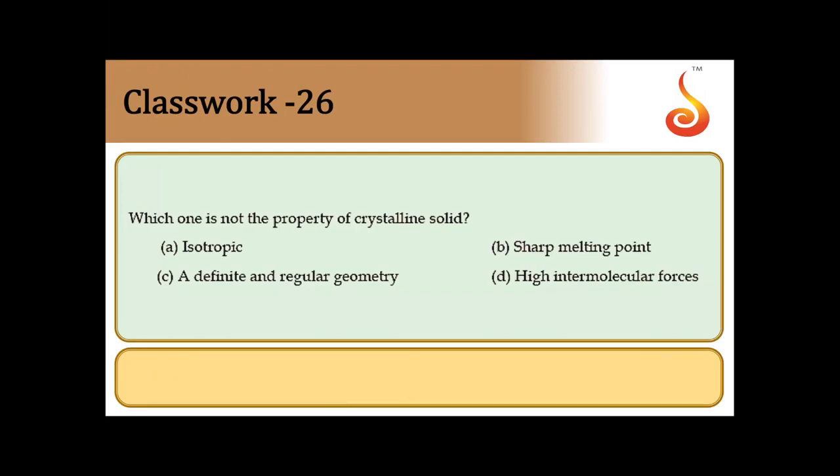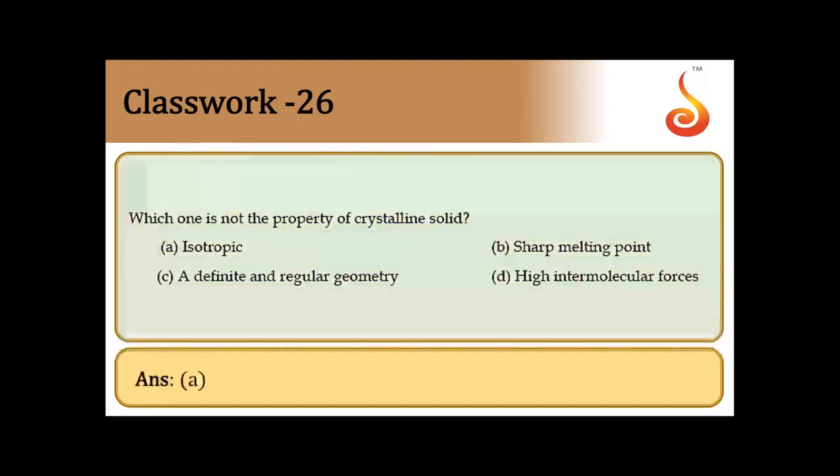Then 26th one. Which one is not the property of a crystalline solid? Isotropic is a property of amorphous solid, not crystalline solid. Remaining all are properties of crystalline solid: sharp melting point, high intermolecular forces, definite geometry. So the answer is option A. A is the answer for the 26th question.